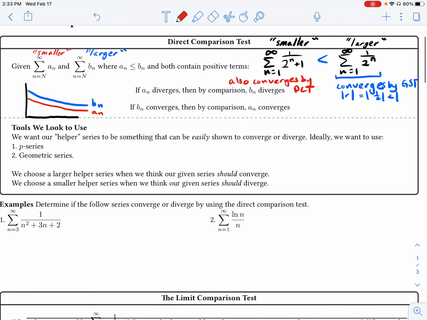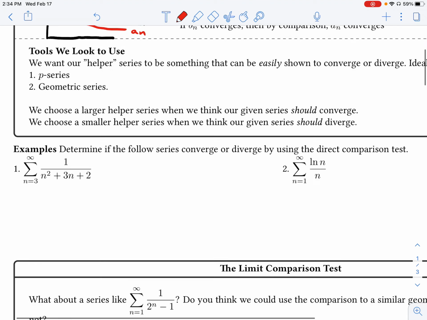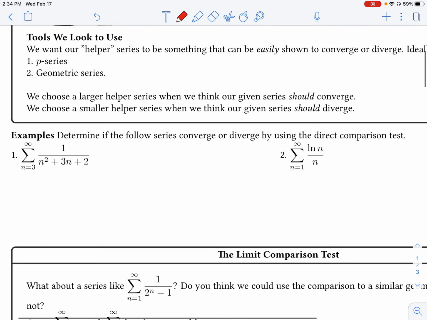So a couple of notes to help us think through this as we approach some of these problems. So the first thing is, when determining a helper series, you want to first choose a helper series that you can easily determine its convergence or whether or not it diverges. It doesn't make sense to come up with a really complicated helper series where you have to spend a whole lot of time trying to figure out if that series converges or not. Typically, that means we end up using a p-series or geometric series, as those are pretty quick and easy.